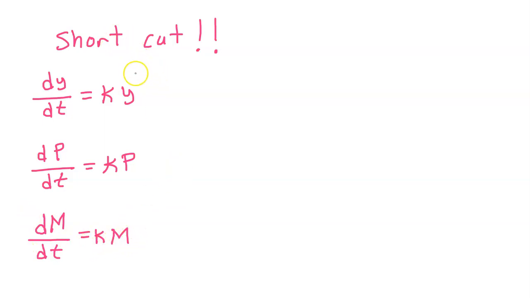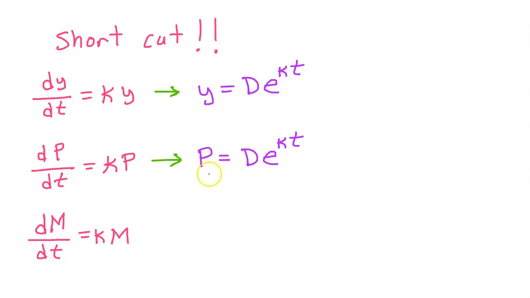So here's the solution. Kabam! y equals d times e to the kt. d is the constant of integration. I want you to memorize this. What about the other two? You can probably guess. Look at the pattern. That's right. Nothing changes except for its p equals instead of y equals.